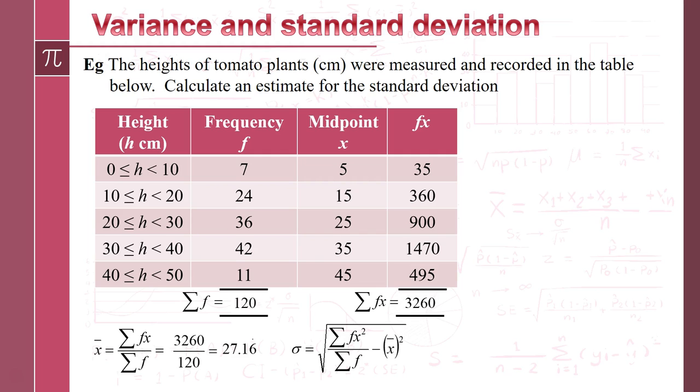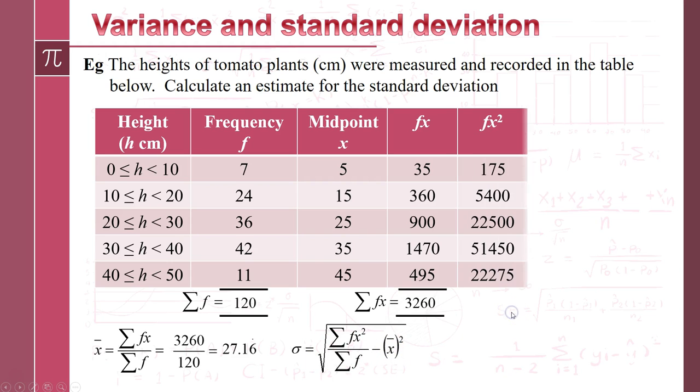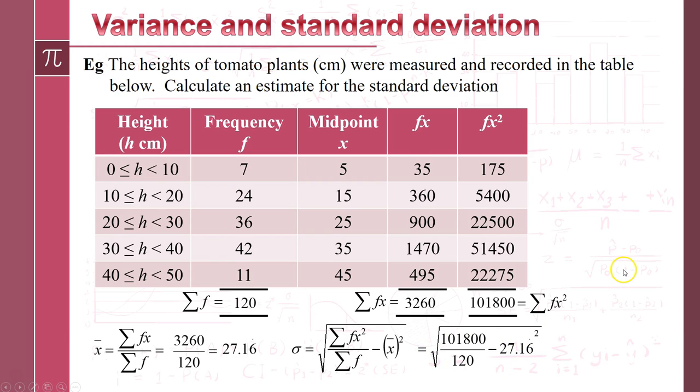Now, for the standard deviation, we're going to need sum of fx squared over sum of f. So there's our adjusted formula that we had before. So we need another column. So there's f times x squared. All I've done here is square the midpoint and times by the frequency. So you can see this figure here is 5 squared, which is 25, times by the 7. So I'm going to need the sum of this column now. So there it is. And now I've got all the information I need to put into my formula. So we've got the sum of fx squared over 120, take away the mean squared, the whole thing square rooted because we're looking for standard deviation. And there we go. You've got it.